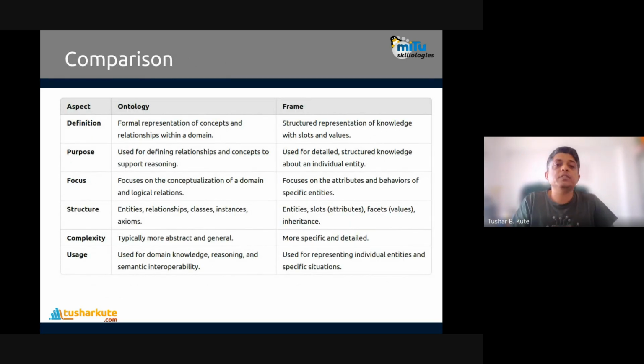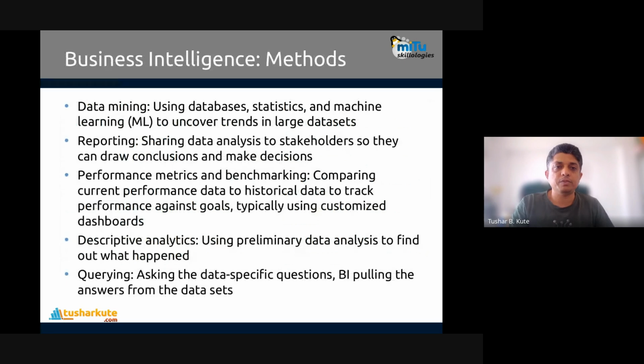You can compare them. See this: the difference between ontology and the frame. The formal representation of concepts and relationships within a domain is called an ontology. A frame is a structured representation of knowledge, where we have slots and values. What's the purpose? The purpose is almost similar, but in ontology we have relationships and concepts to support reasoning. In a frame we have detailed structured knowledge about an individual entity. So that is the difference between ontology and frames.